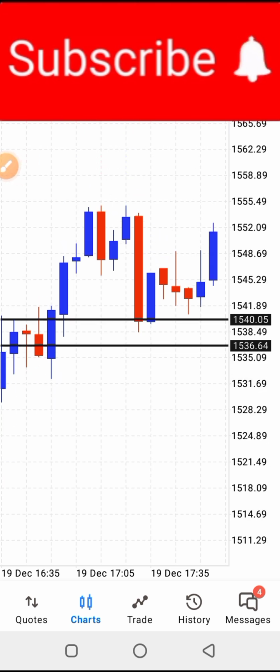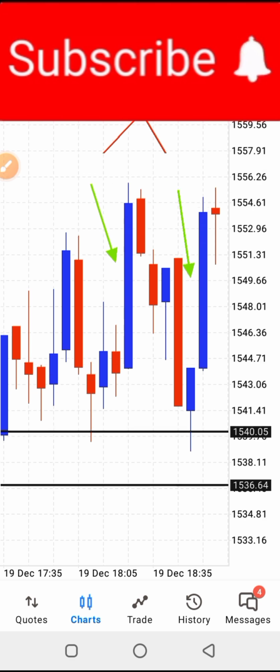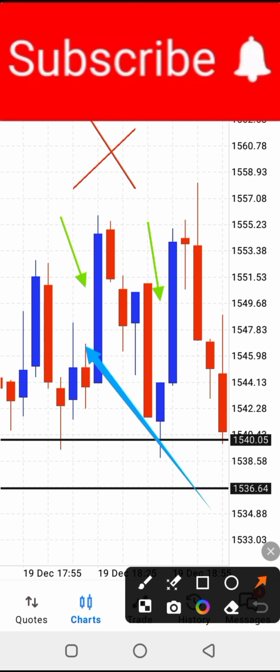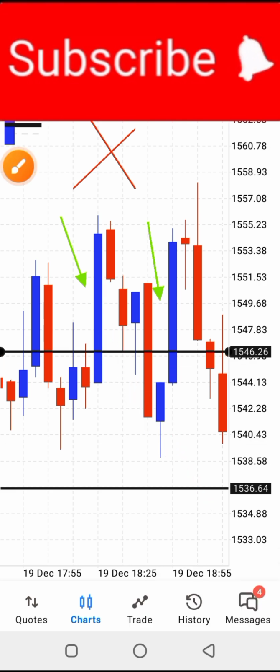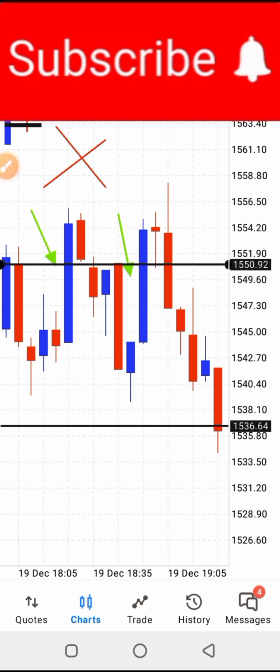Most times when it does that, it does not play out well. It's going to play out well sometimes, but not all the time. So let's just see if we did not take that trade. Let's see right here. I have a fair value gap right here, which is a bullish fair value gap. Let's mark it out.